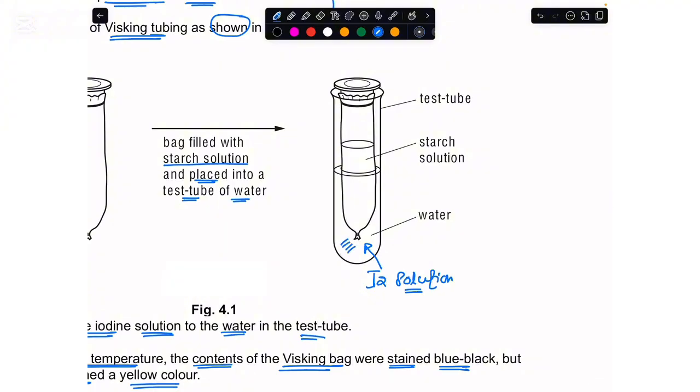Now, considering the fact that the iodine solution was available in the water which is surrounding the Visking bag, here the concentration of the iodine solution is higher, and within the Visking bag we do not have any iodine molecule as of now, so here the concentration of the iodine is lower. As a result of that, the iodine molecules would diffuse from the surrounding water into the Visking tubing, and at the same time the size of the iodine molecule was small enough that it allowed them to diffuse on the inside of the Visking bag, where they would come in contact with the starch, and the iodine would change its color to blue-black.